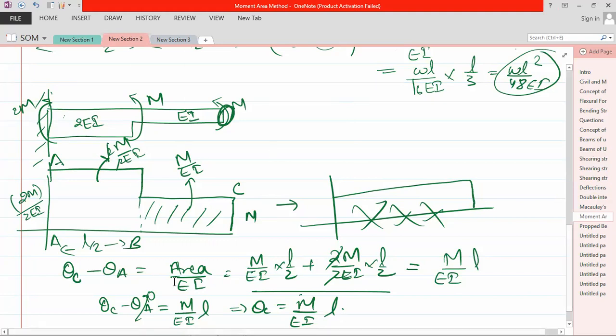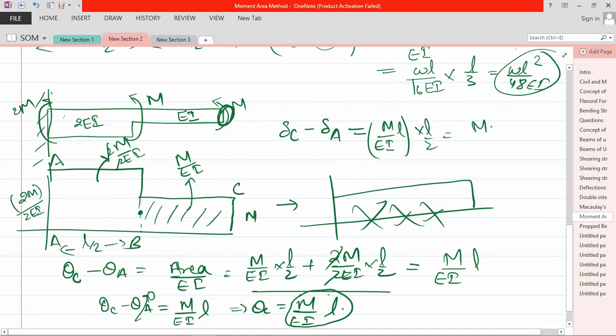Now, what is the deflection at point C? Suppose this is A, this is C. Then take deflection C minus A, that is equal to the area we just obtained, M by EI into L. We have to multiply it with X bar. The pole is at L, so the centroid is at L by 2. So it will be ML square by 2EI. This will be your deflection at point C.